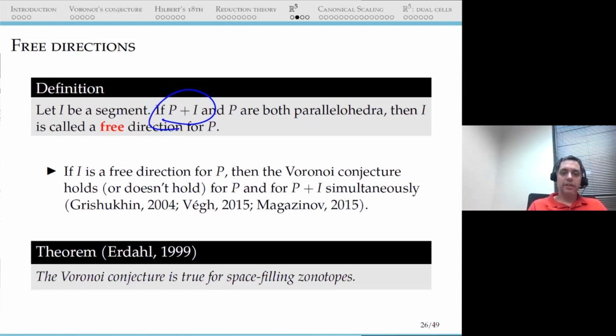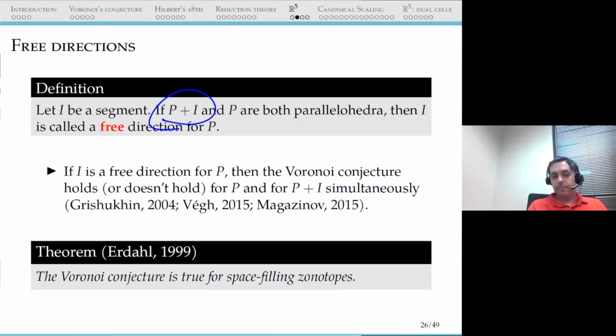And if we have a parallelohedron that we can extend, then we can extend it further. So basically, we can make it very long. And this was used by Grishukhin, Vetch, and Magazinov to basically prove that the Voronoi conjecture is true for P if and only if it is true for its extension, if there is an extension.